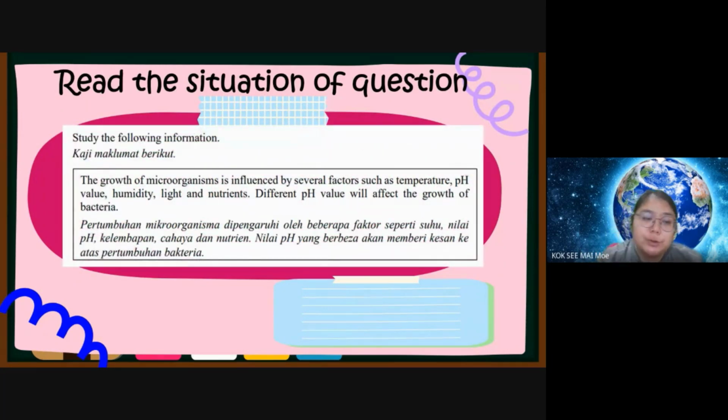Okay, just now I showed you already. Important is the last part. From this one question, you need to find out MV and also RV. Any student here, can you tell me what is a manipulated variable here? From the sentence, I go to the bracket. The different pH value, or you say the growth of the bacteria. Which one is the manipulated variable? Number one, manipulated variable. Okay, so different pH is the manipulated variable.